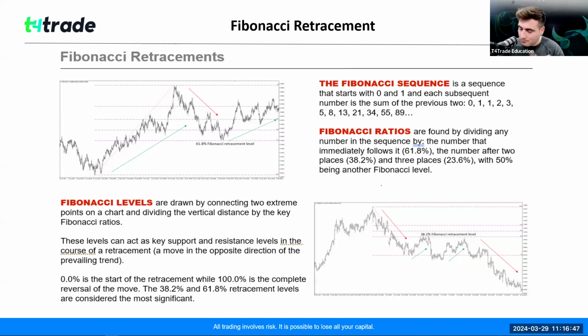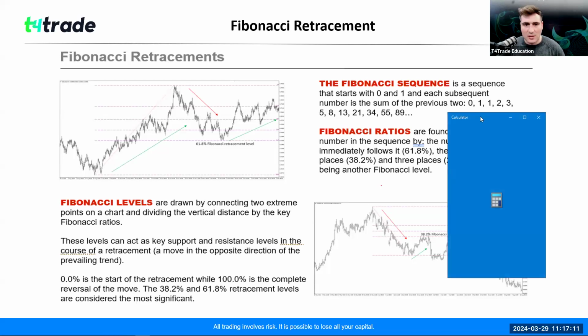Okay, so this is how you get the 61.8. If you take a number, let's just say 34, and divide 21 by 34, you're going to get 0.618. Let's do a calculation pretty quickly together. That's for visual illustration purposes only, don't worry.